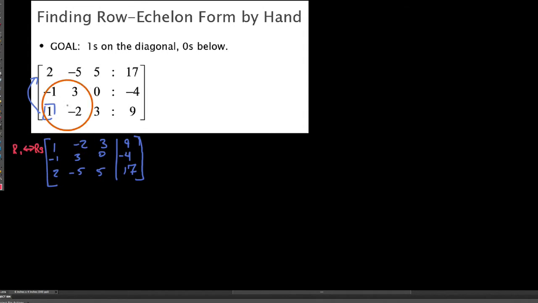So now that we have a 1 here, we're going to use this 1 to get zeros below it. We've seen things like this before when solving systems with Gaussian elimination. And what I know is this: I can use this 1 and multiply it by the opposite of this number right here and then add it to that number, or multiply by the opposite of this number right here and add it to that number, and it would eliminate the values underneath this 1.